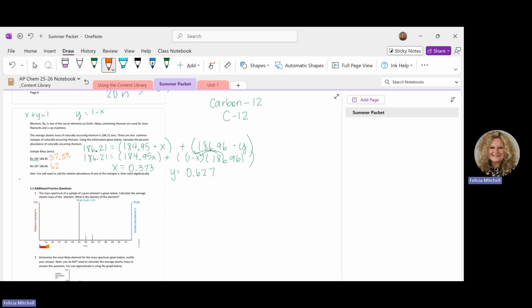And 62.7% for the rhenium that has a mass of 187.